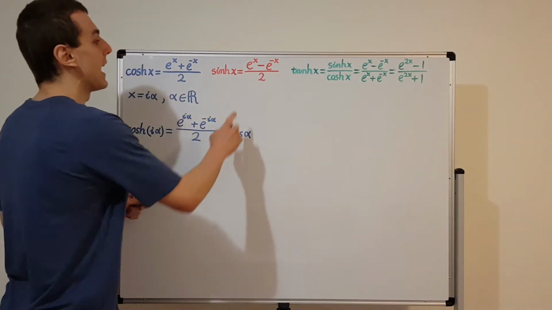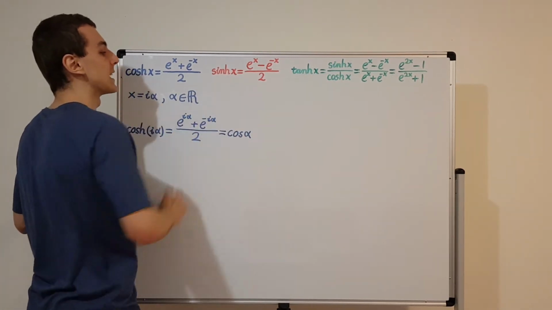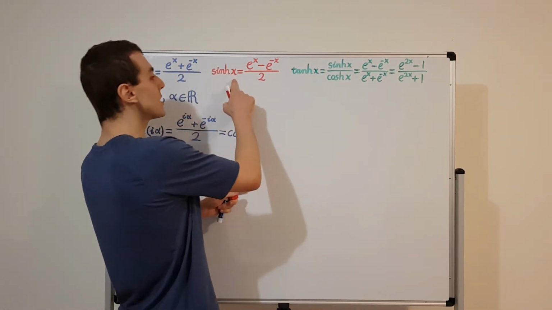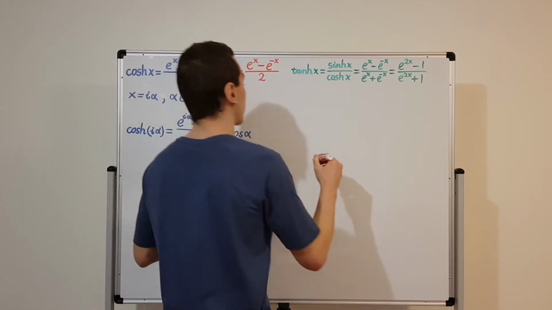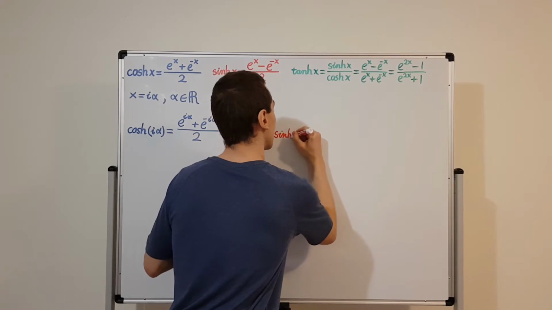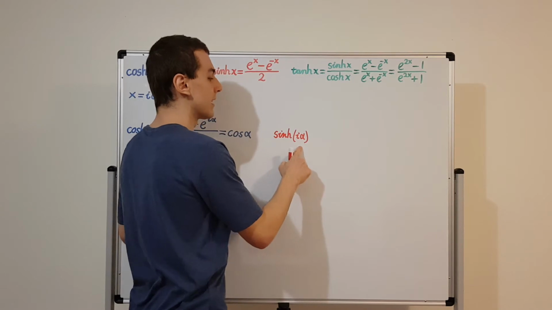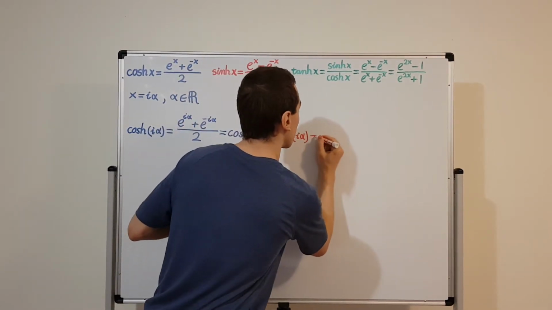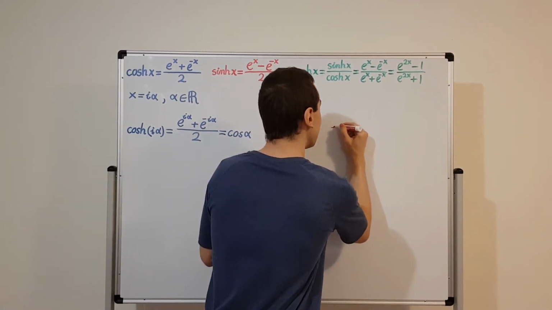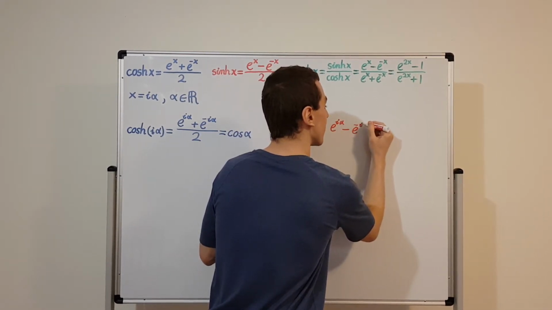So now let's go ahead and do the same thing that we did for the hyperbolic cosine and do it for hyperbolic sine. So I'll do that in red so we can clearly see the difference. So let's substitute x equals I alpha into this equation as well. So we have the hyperbolic sine of I times alpha. This is going to be equal to, from this definition, and I'll leave a little space over here because we're going to have to modify it a little bit, e to the I alpha minus e to the minus I alpha.